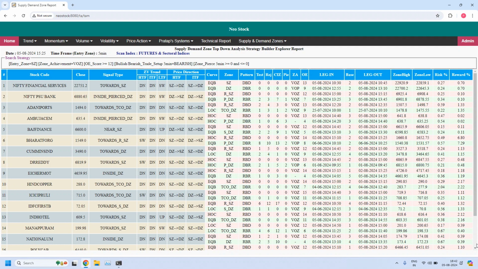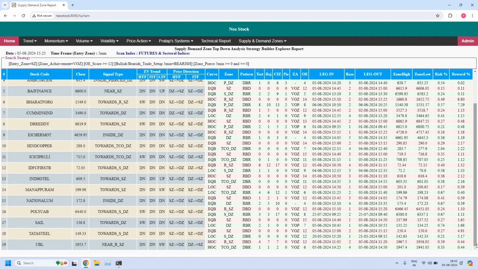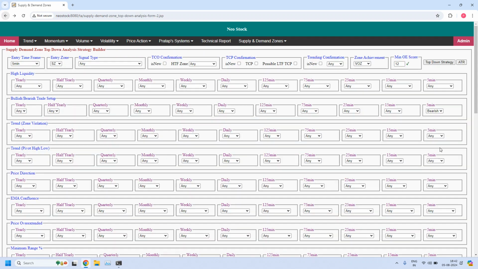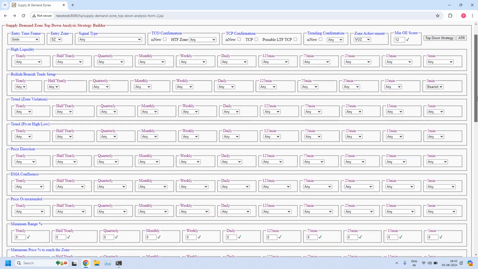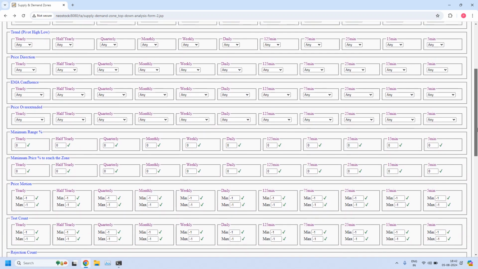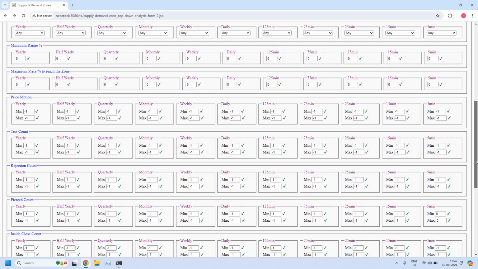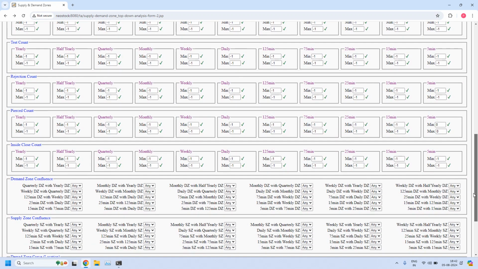These are all the first 15 stocks. Let me scroll down. 16, 17, 18, 19. So total 19 stocks are filtered. But these stocks having confluence with 15 minutes probably have better probability. So I am going back, and I am enabling 5 minute supply zone confluence with 15 minute supply zone, that is LTF and ITF confluence.